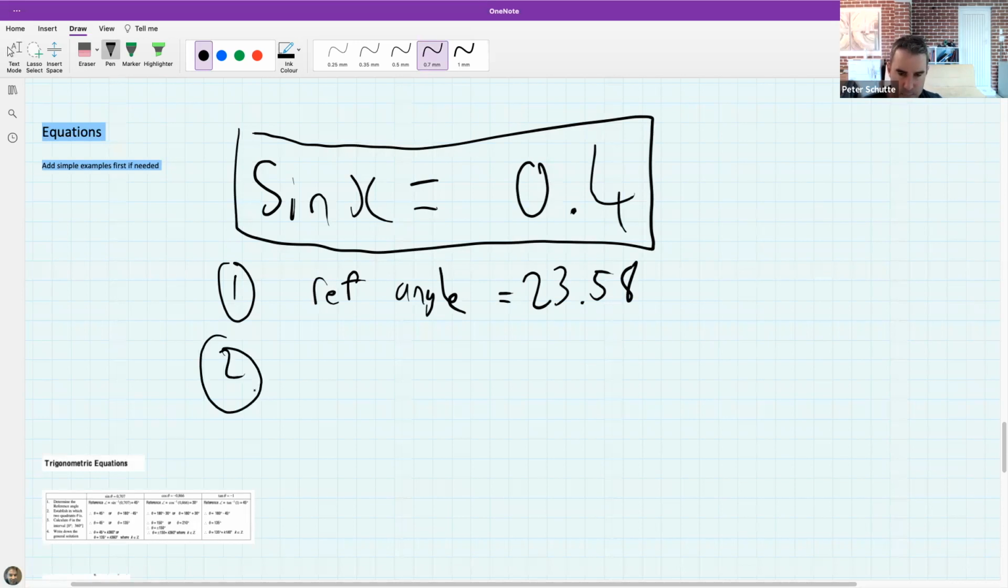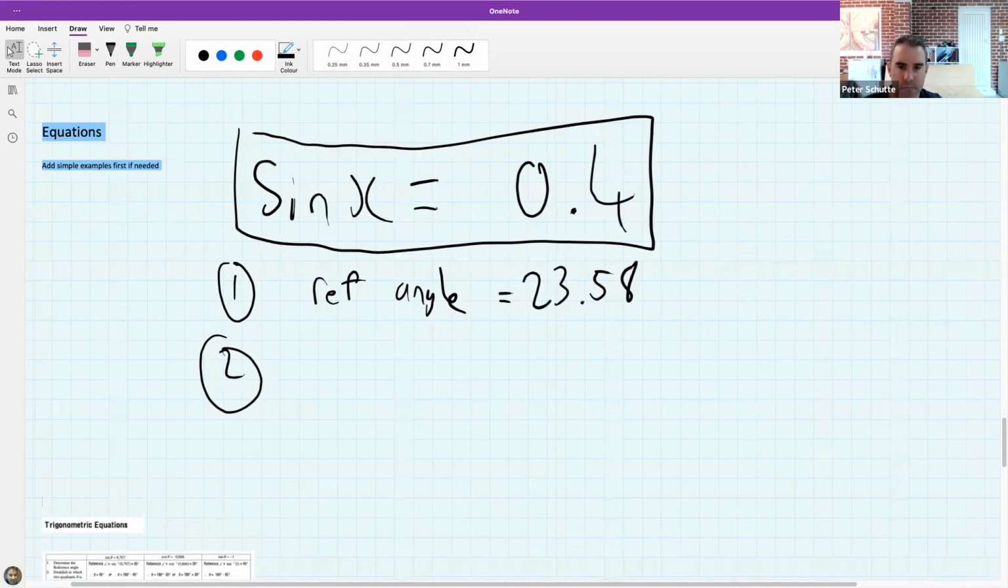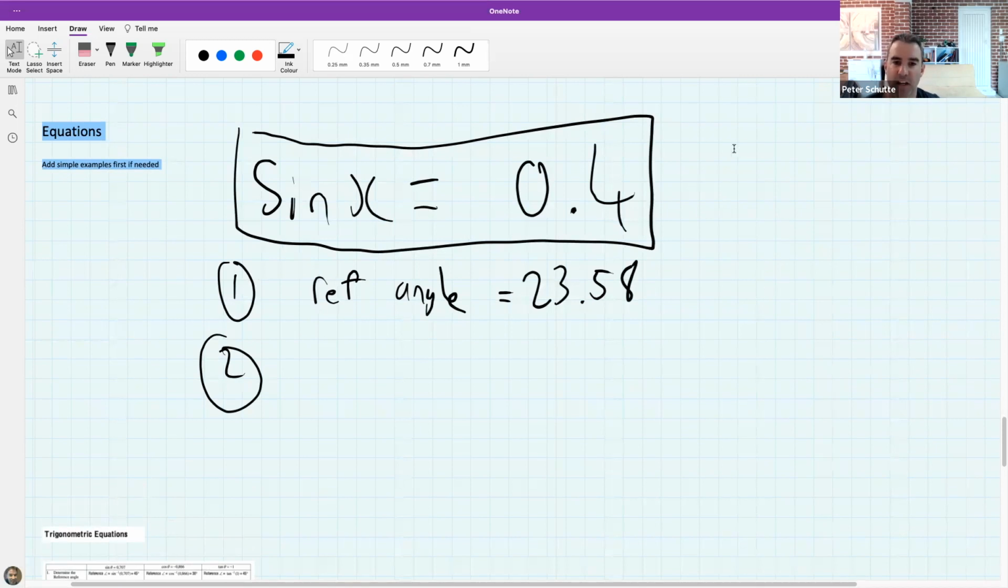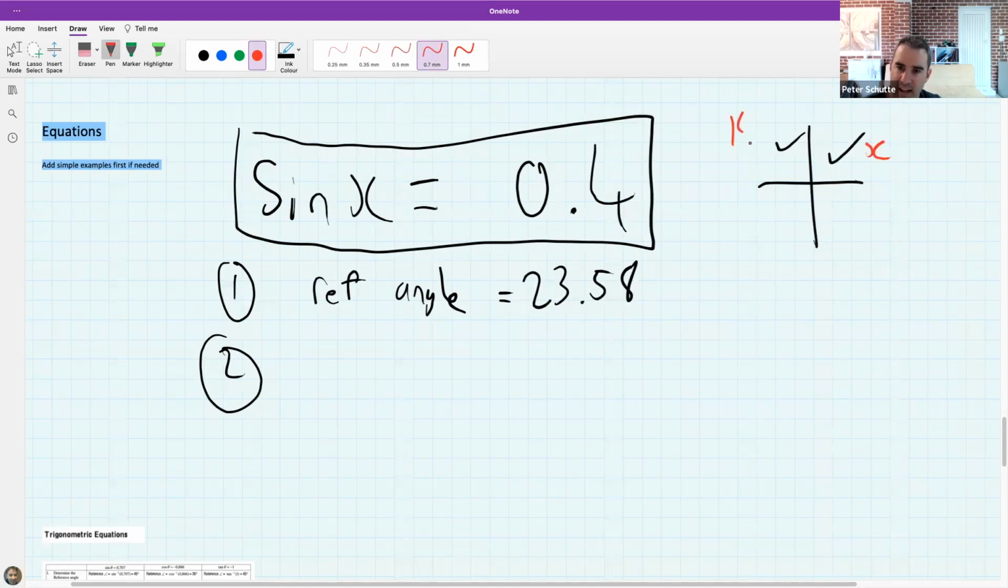Okay, the second step is to ask, in what quadrants is sine positive? Because it's positive in quadrants 1 and 2, our answer is going to be in quadrant 1 and 2, which is x or 180 minus x.